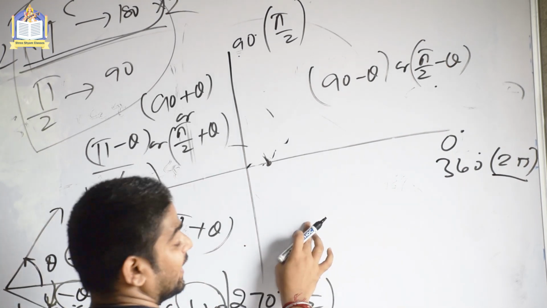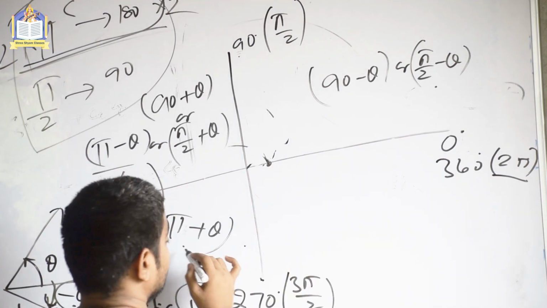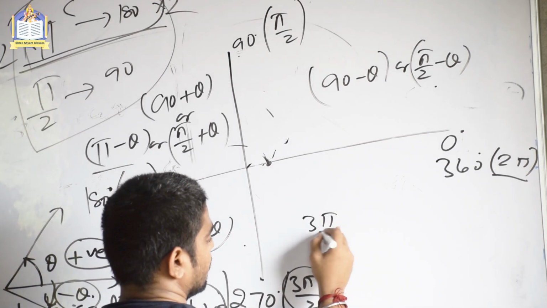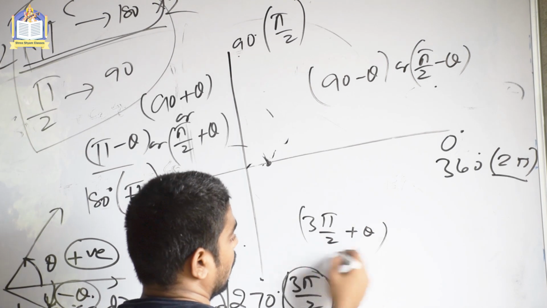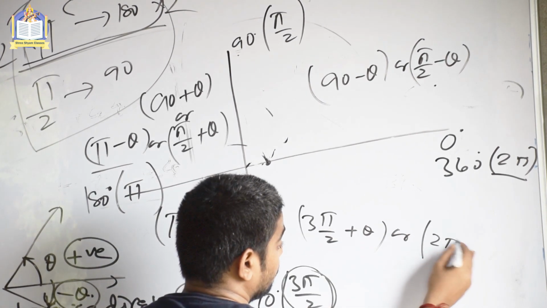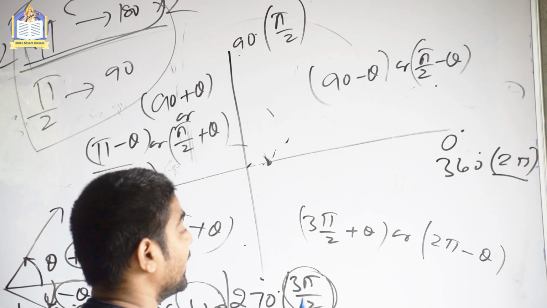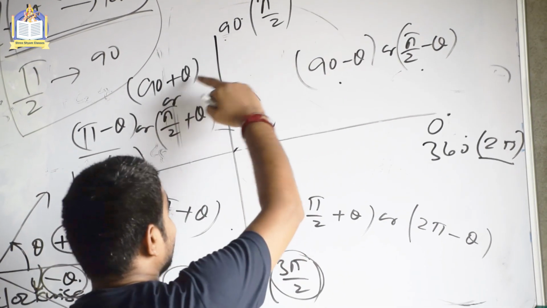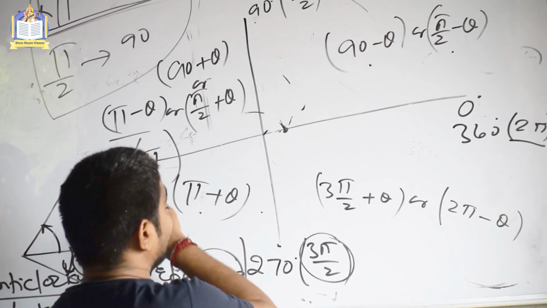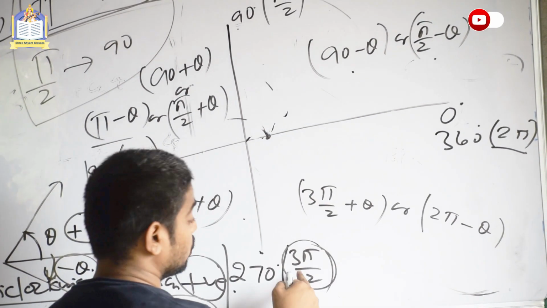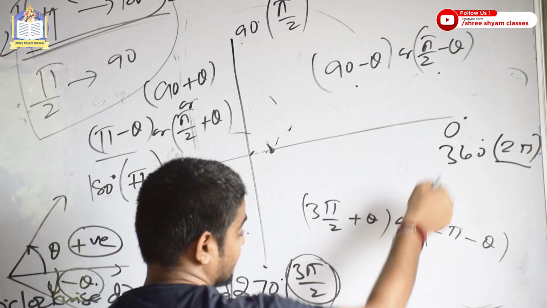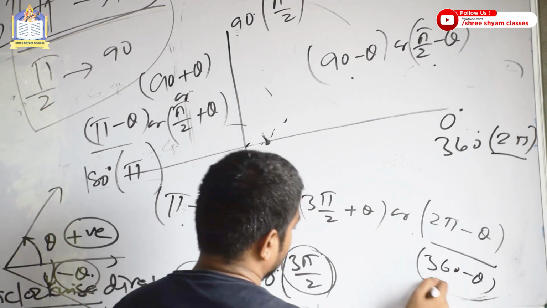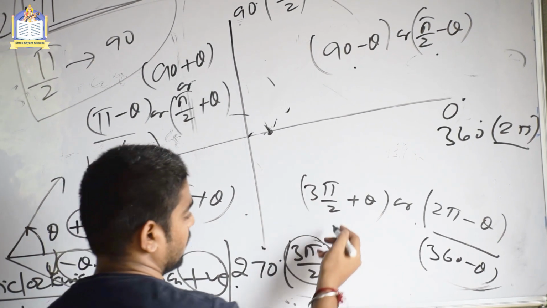So this area will be less than 360 or more than 180. You can write this as 3 pi by 2 plus theta or 2 pi minus theta. This area is 90 minus theta, this area is 90 plus theta, this area is 180 plus theta, and this area is 270 plus theta, or you can say 360 minus theta. Okay, so this is 360 minus theta, and this is 2 pi plus theta.